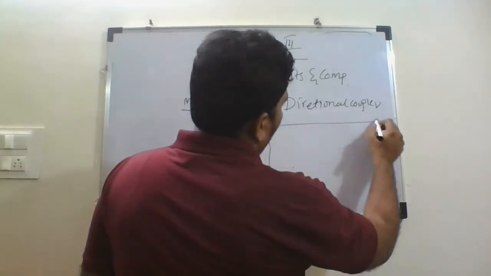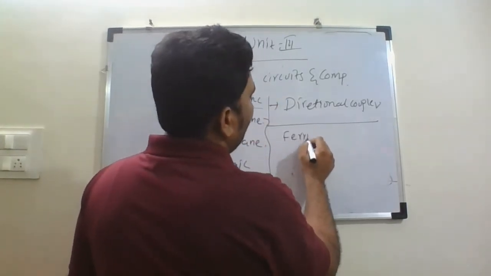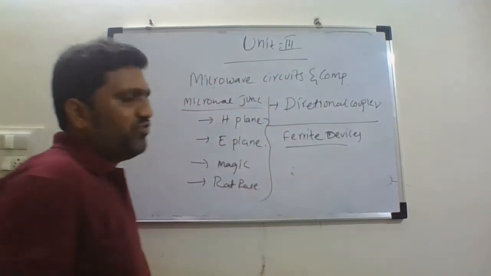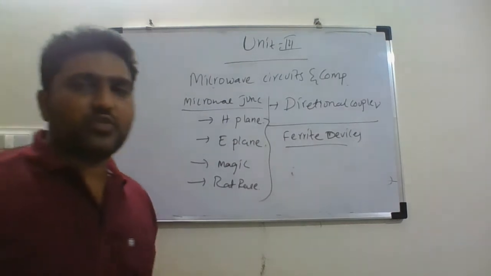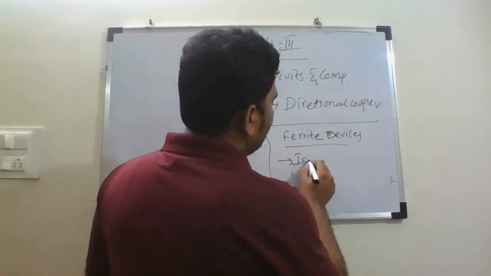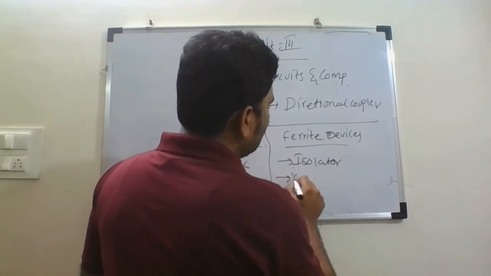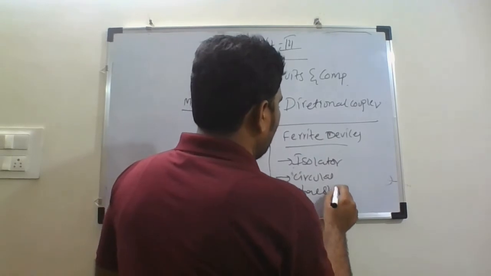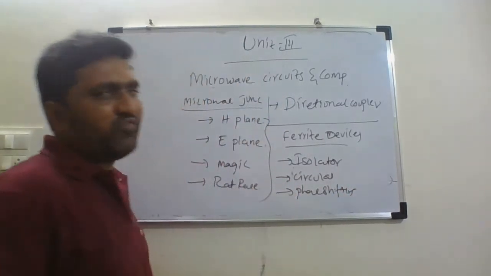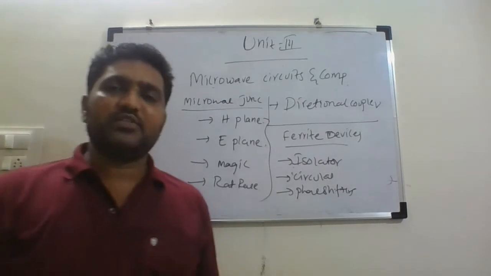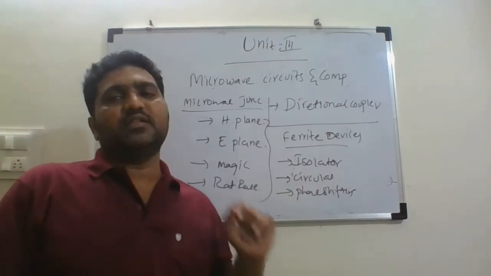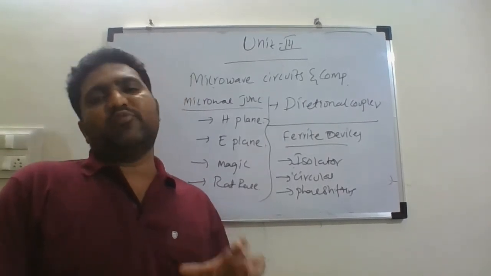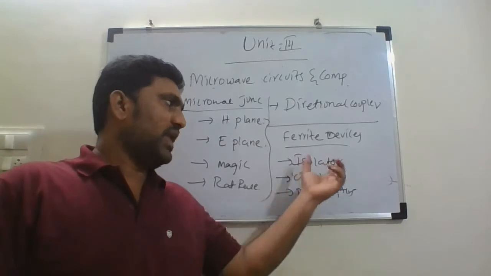And then after that we will be studying microwave ferrite devices, which are very useful in forming microwave circuits. We will study isolators, circulators, and phase shifters. All these are ferrite devices made up of ferrite components, magnetic components. These ferrite materials are very useful in forming special kinds of devices which are helpful in forming microwave circuits. For example, I have an isolator.